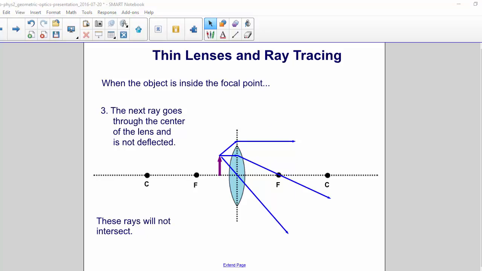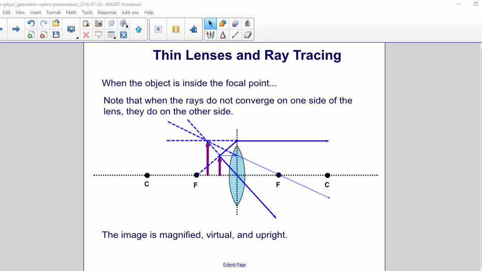That last one was not exactly necessary, since you can always draw the third one, which is a ray that goes through the center of the lens and is not deflected. As you can see, these rays will not intersect. Do you remember what to do if they don't intersect on one side? If the rays do not intersect on one side, you must extend dotted lines back to the other side. So now we can see that this image is magnified because it's larger. It's virtual because it's on the same side as the object, and it's upright because it's right side up.